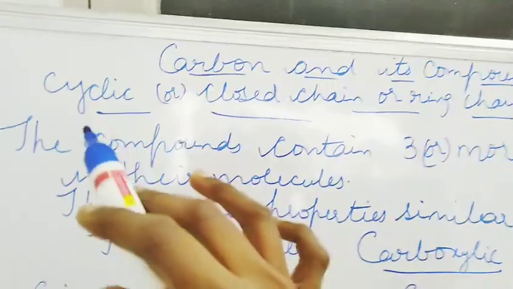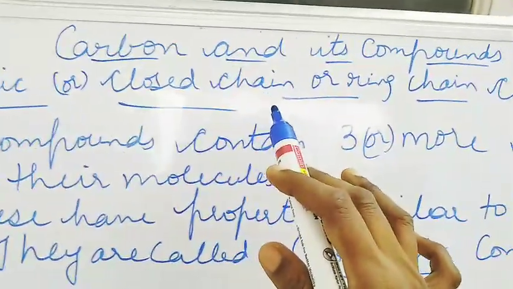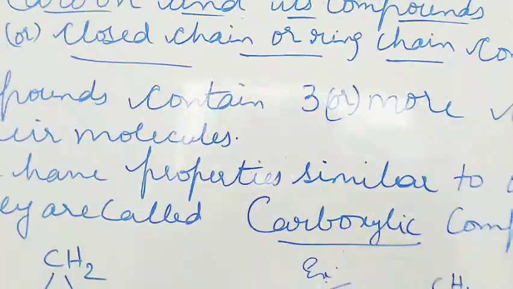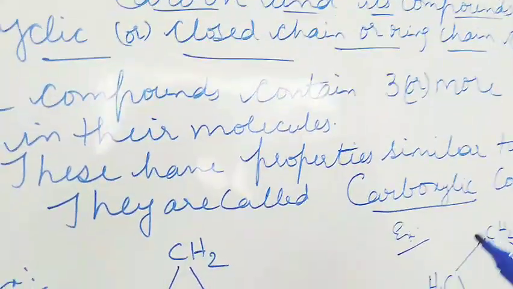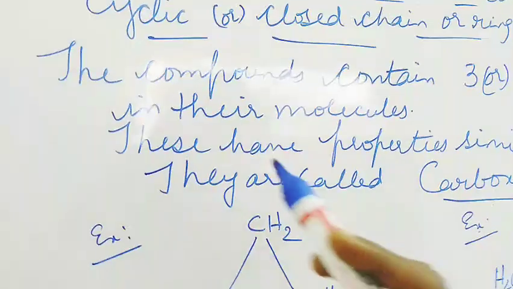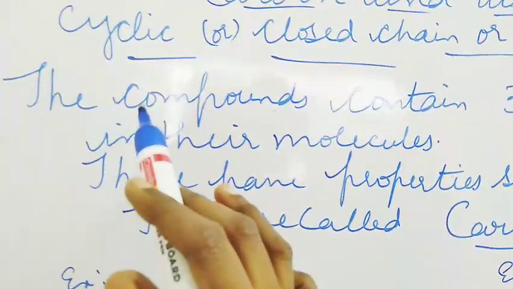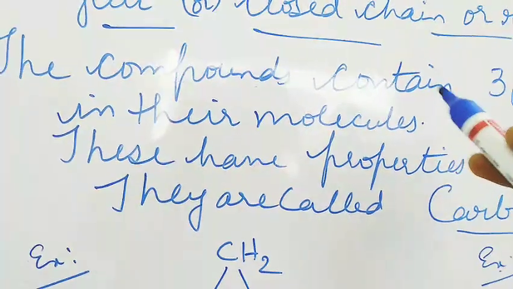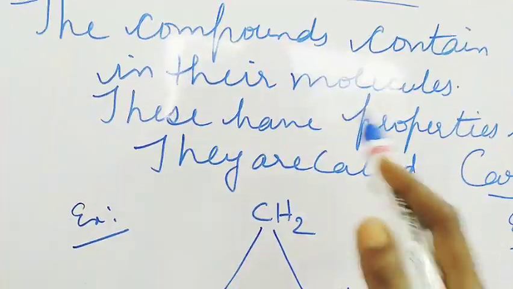Let us see what are cyclic or closed chain or ring chain compounds. That means whatever carbon compounds are formed, they will be in a ring structure. Let me give you the definition. These are the compounds which are going to have 3 or more carbon atoms in their molecules.